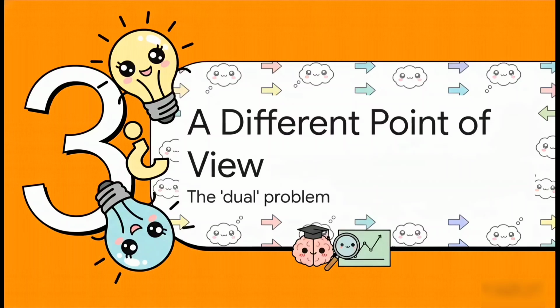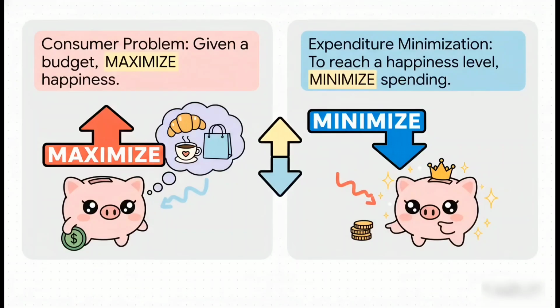Okay, so we figured out that a rational shopper spends everything they have. But sometimes the best way to understand a problem is to flip it completely on its head. Let's try looking at this from a totally different angle. So instead of asking, with this budget, how happy can I get? We can ask the flip side question. To feel this happy, what is the absolute least amount of money I have to spend? See? It's two sides of the very same coin.